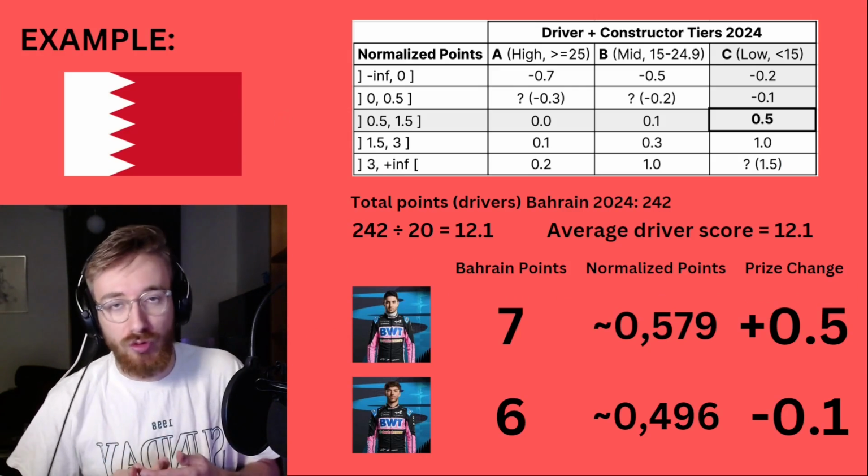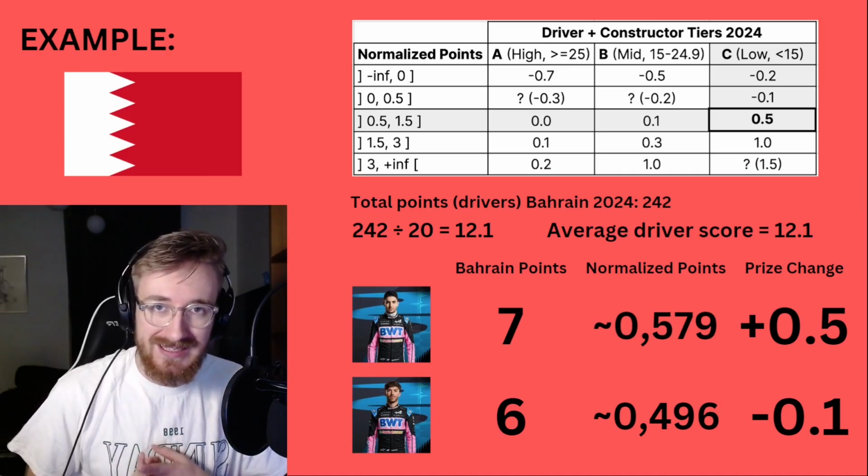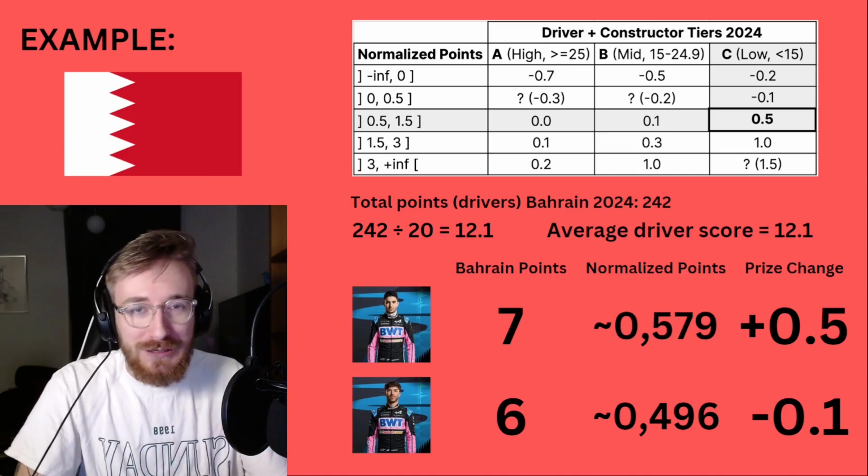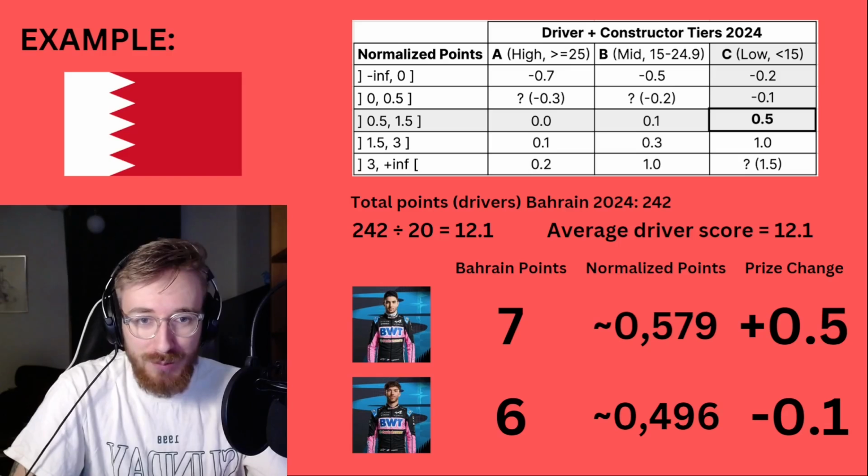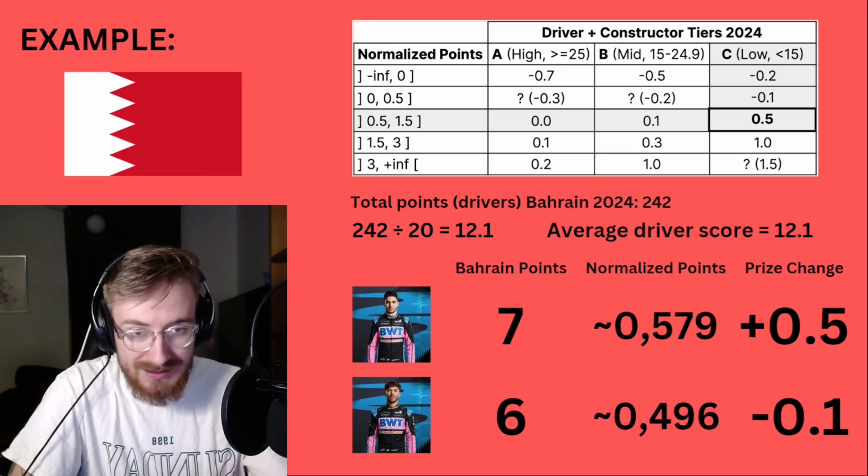We had 2 drivers that were separated by 1 point. One of them increased by 0.5 million, the other one decreased by 0.1 million. Well, let's see what happened.